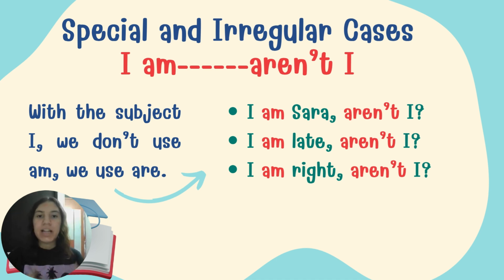Let's talk about special and irregular cases. The first one is I am. With the subject I in my sentence, we don't use am not. We use are for my question tag. For example, I am late. Aren't I? Remember, aren't I? Not am not I? No. Aren't I? And another example is I am right. Aren't I? Yes, it's confusing because we know that the verb to be for I is am, but remember that this is a special and irregular case.